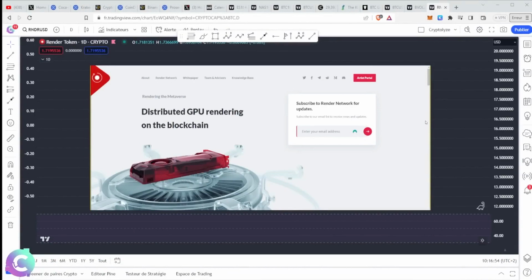It will be a pleasure to meet you today to talk to you about a somewhat special project, Render. There is a protocol that connects those who have computing power with GPUs and those who need it, implying professionals. So it's going to be very interesting to analyze this project.